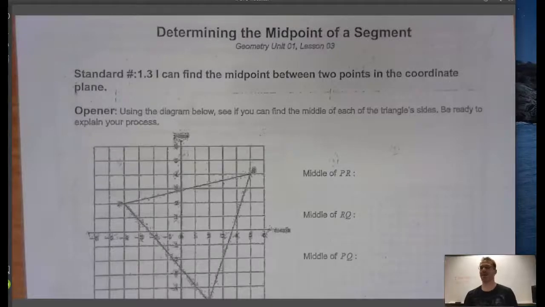All right, so we are going to take a look at determining the midpoint of a segment. So this is Unit 1, Lesson 3 for Geometry, and this begins on page 10 in your workbook. All right, so what I'm going to do here is give you a minute or two to go ahead and try the opener here.